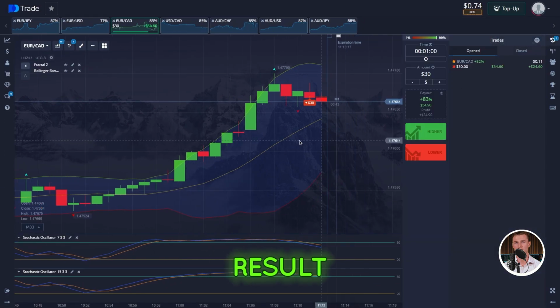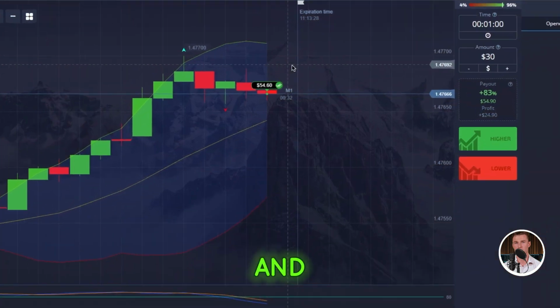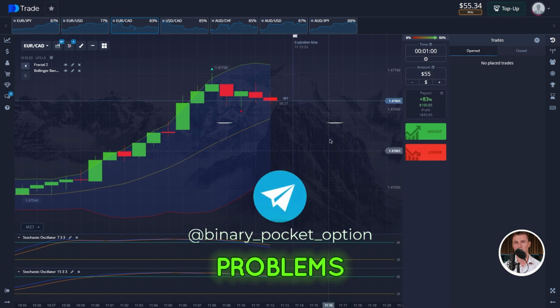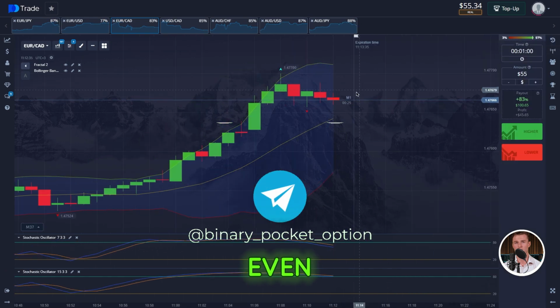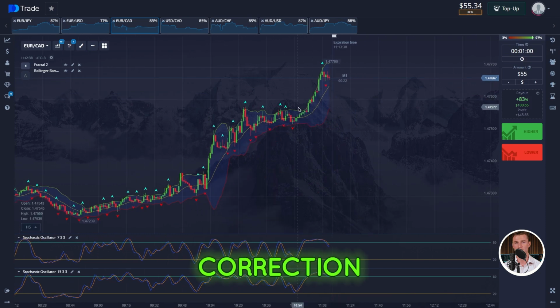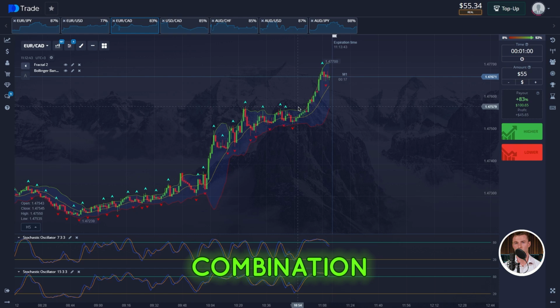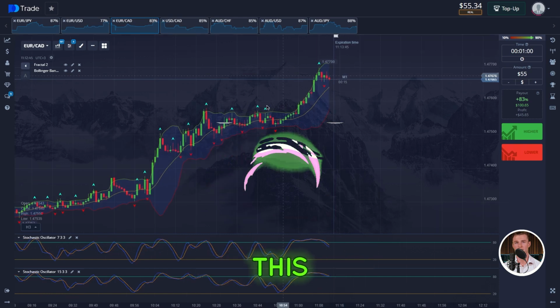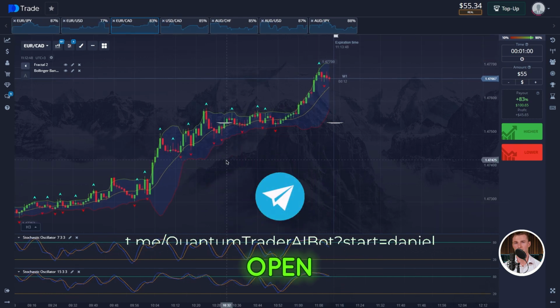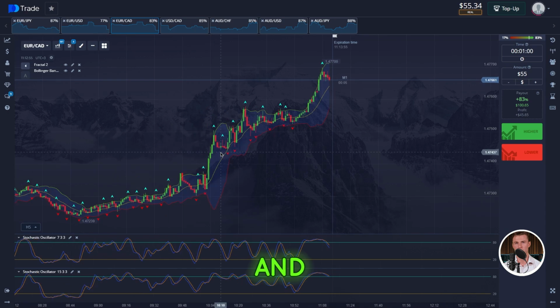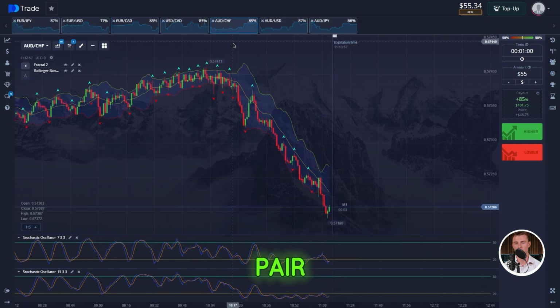Let's watch the result. There are 10 seconds left. And the first trade closes with a plus without any problems. As I said, our movement went even further down into the correction, and therefore we recorded a positive trade. When you see a combination of these indicators like this, then you open a deal to go down. I think you understand that. Now let's fix the deal to go up and select the next currency pair.